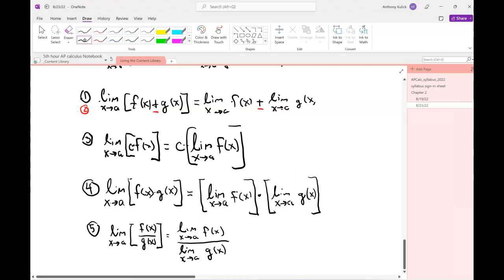So if I have the limit of a quotient, I can just take the limit of the numerator and divide it by the limit of the denominator.